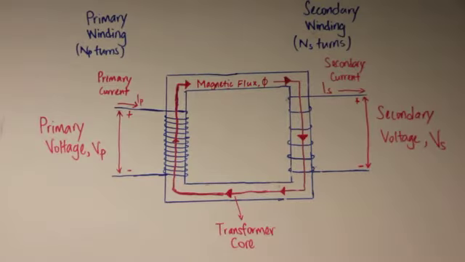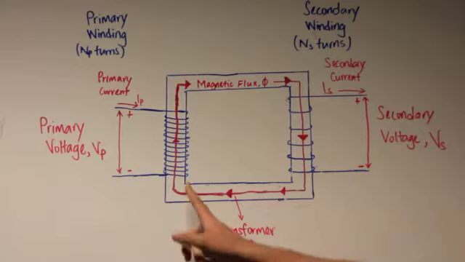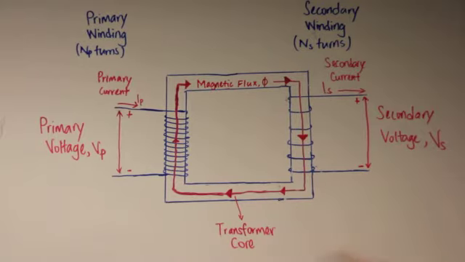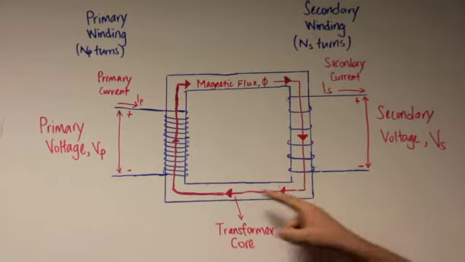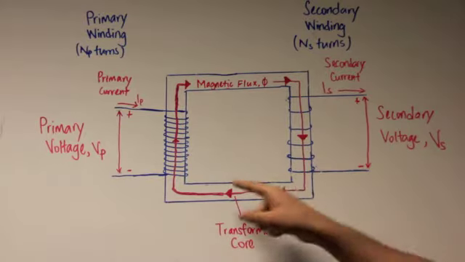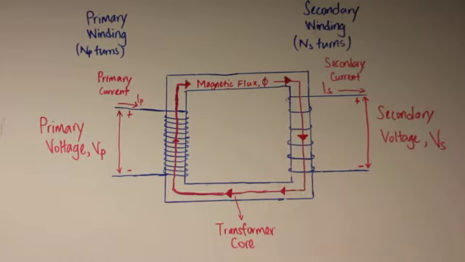The simplest transformer consists of a primary winding and a secondary winding. This is the transformer core. The core provides a path for the magnetic flux to traverse. Current passing through the primary coil creates a magnetic field.